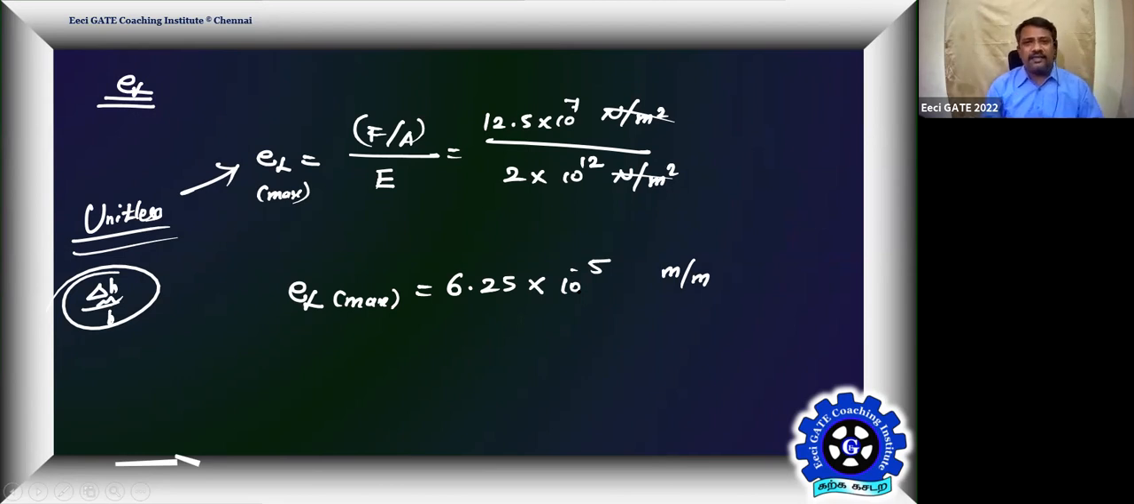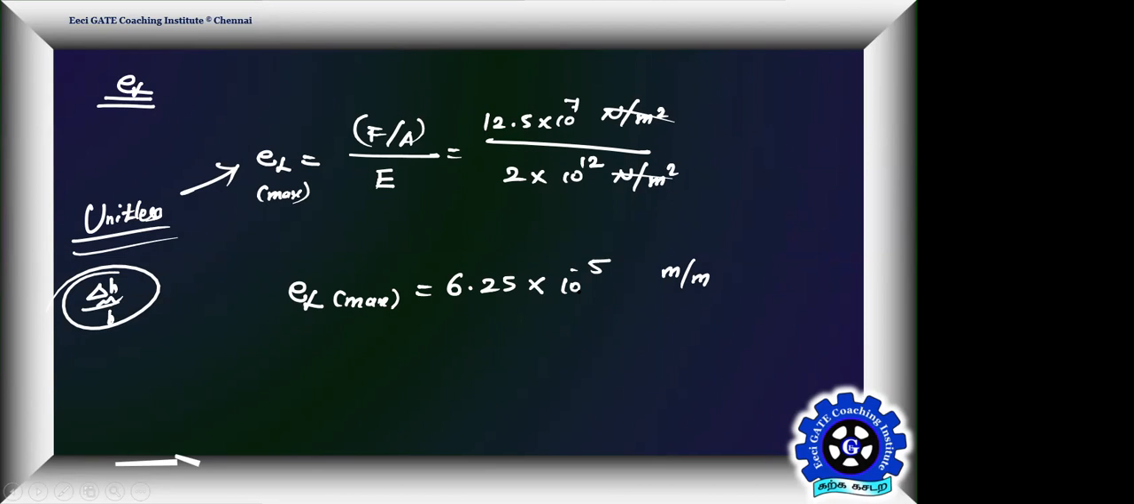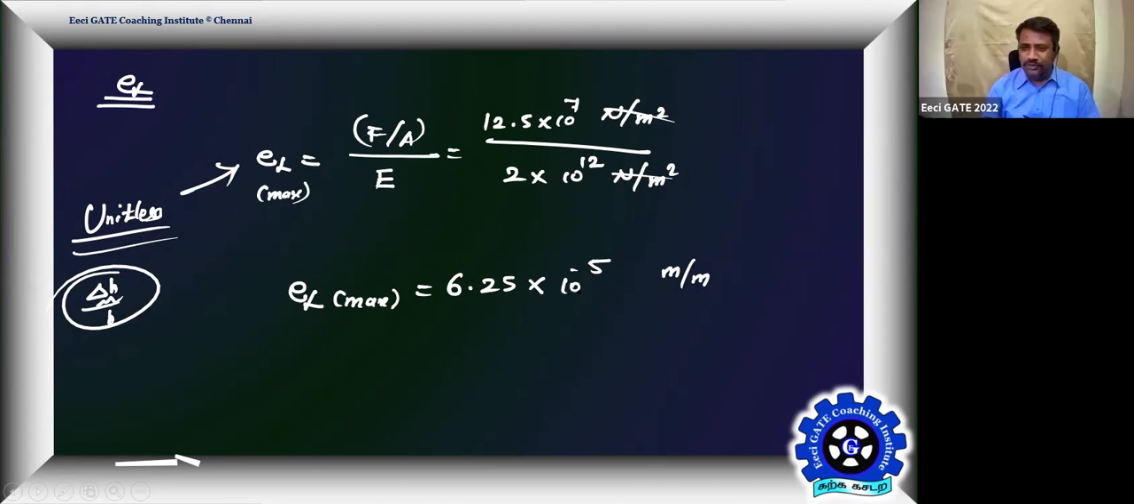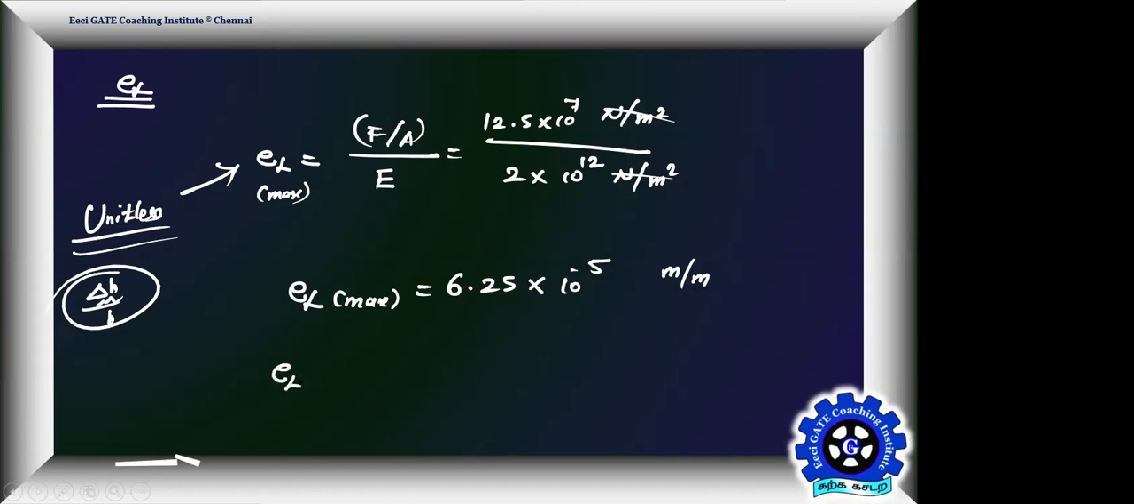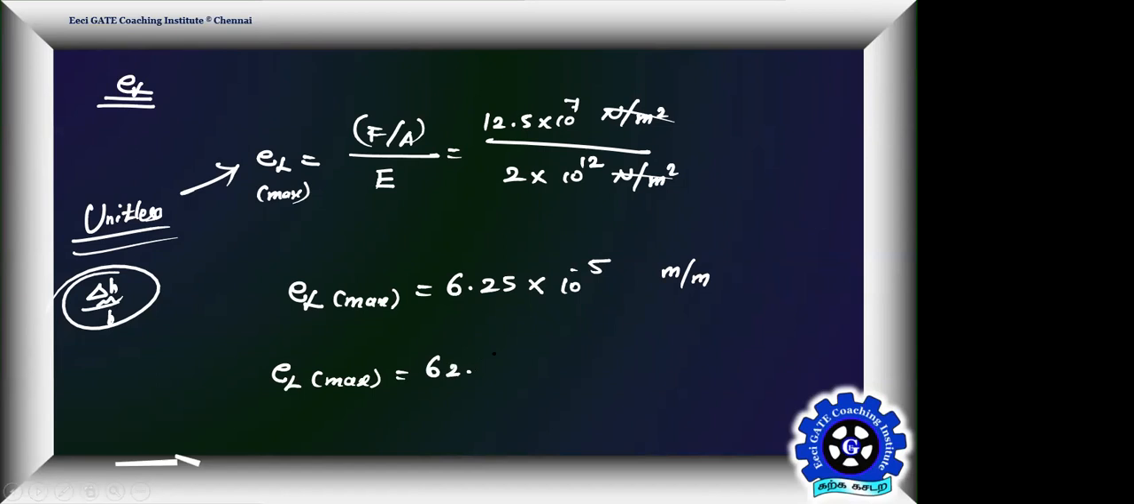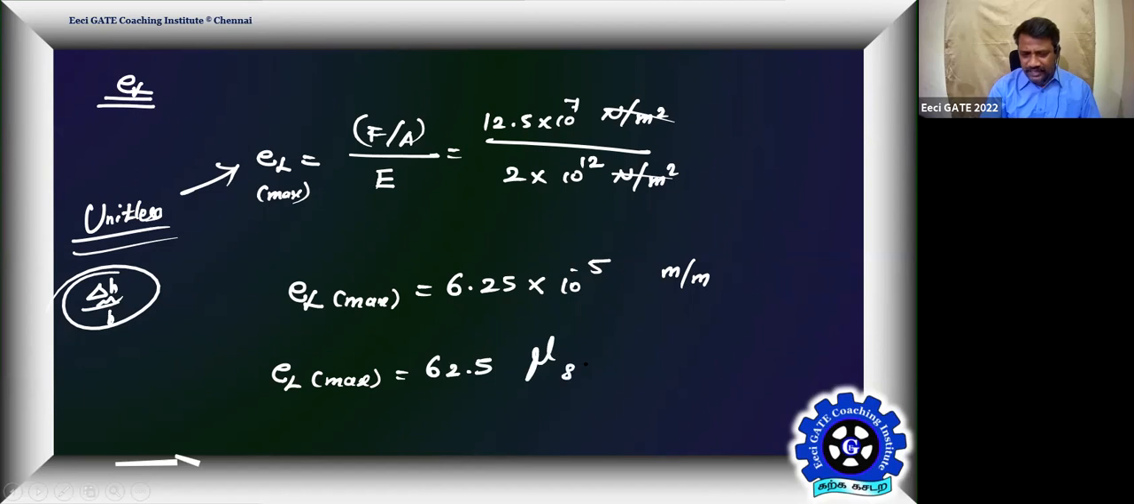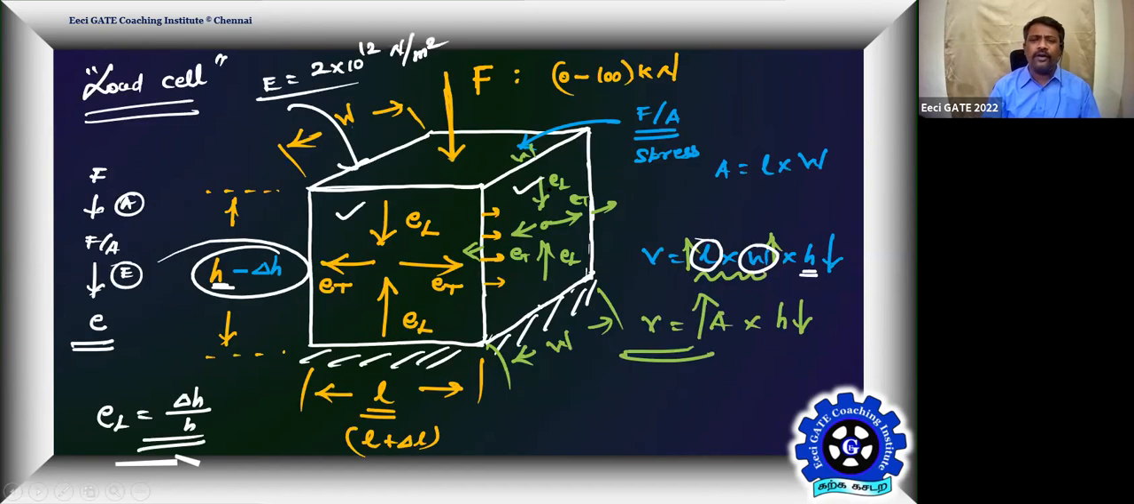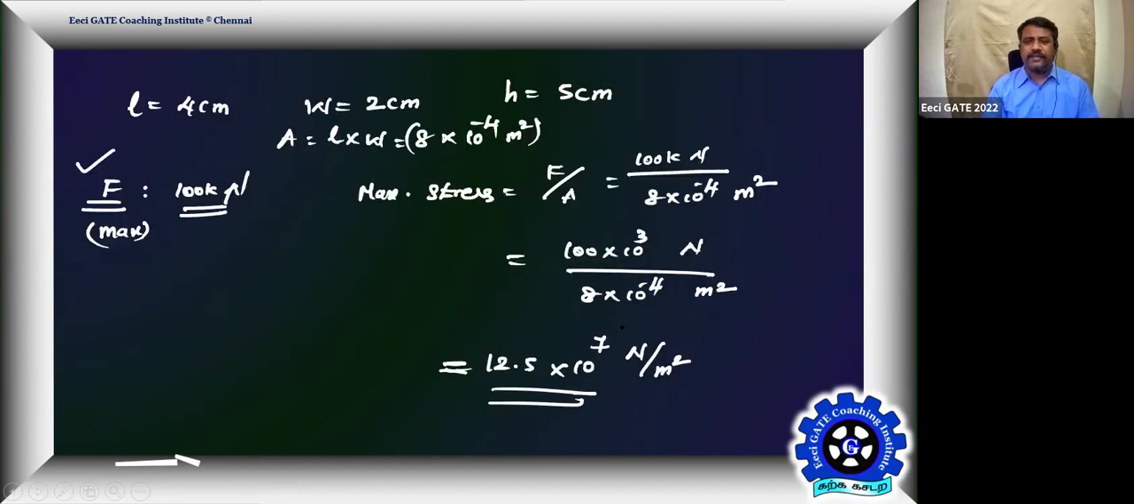Is it a visible change in height? No, right? You have to see it only with a microscope, correct? Yes. Then EL max is this much. Even for the maximum strain, he has put it in micro, 62.5. We call it a microstrain. It's unitless, but still we call it a microstrain. Even for 100 kilonewton load in this geometry, it can give you only this much. Height is already given, but it is never used.